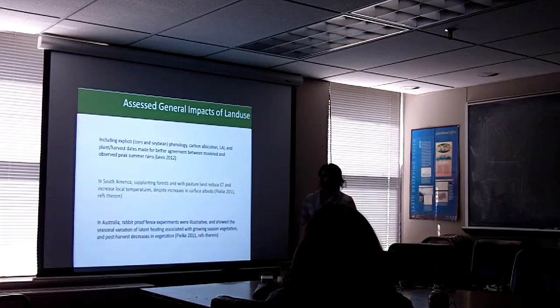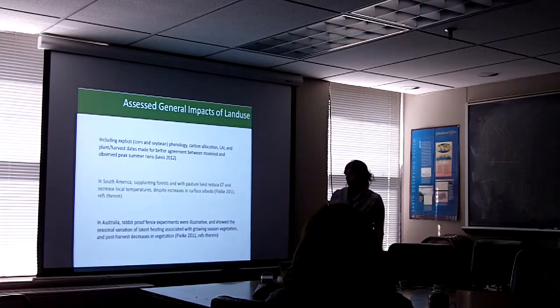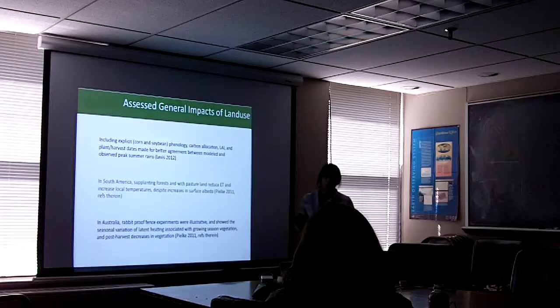In South America, supplanting forests with pasture land, which has been historically the trend there, reduces evapotranspiration in this particular area, and they've noticed local temperature increases despite increases in albedo. In Australia, this is the rabbit-proof fence experience, and the image that I had shown was for bare soil, just after a crop had been harvested.